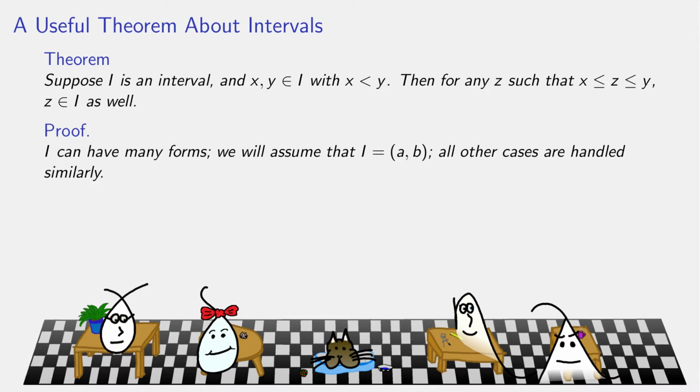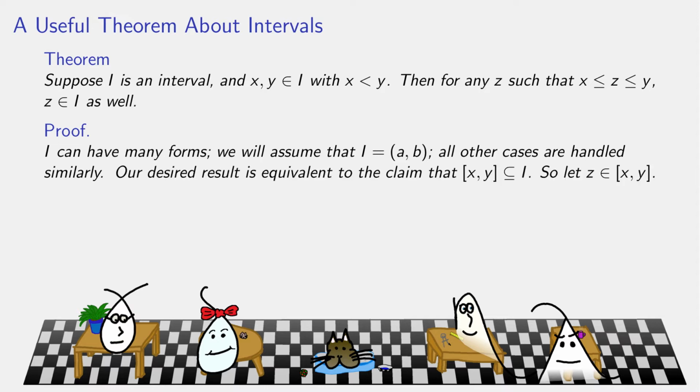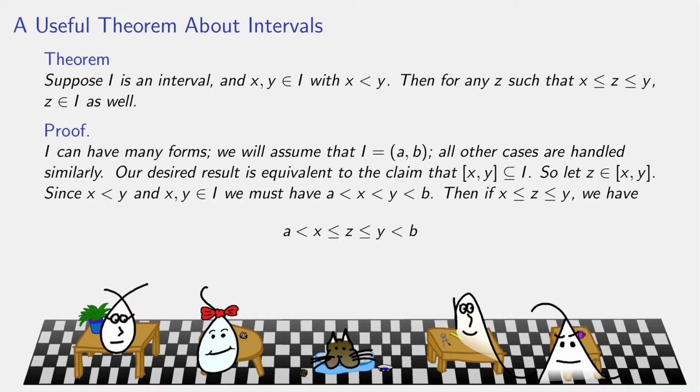So the proof is, by many, many cases, honestly, based on what sort of form the interval has. Let's just assume it is what's called open on both sides. So all we have to do is show that any 2 points in the interval x and y, everything in between them is also in the interval. In other words, the interval from x to y is also in the interval.